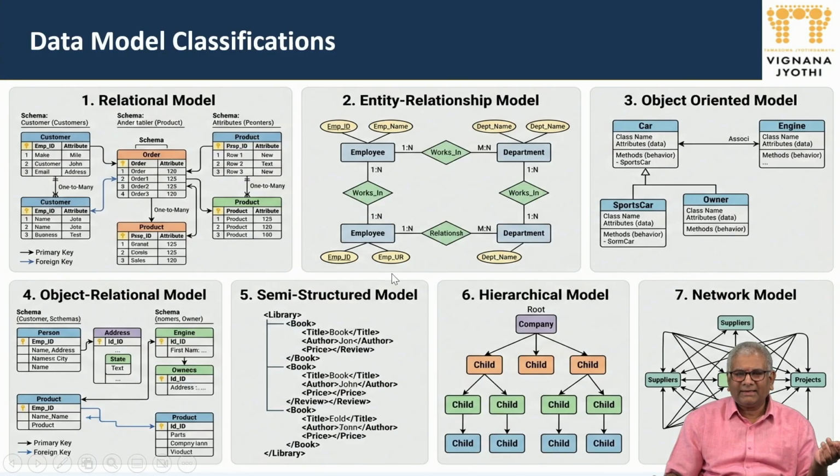Again, like I said earlier, we are going to discuss only about these two models, the ER and relational models. So these are basically the 7 most popular data models available that we can use. So that's pretty much it.